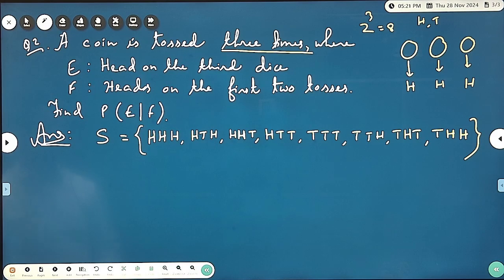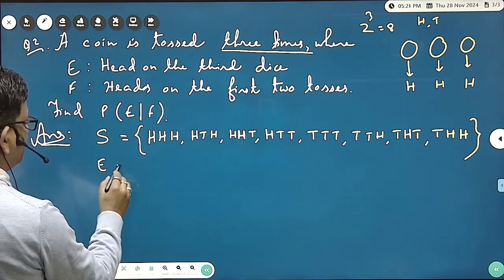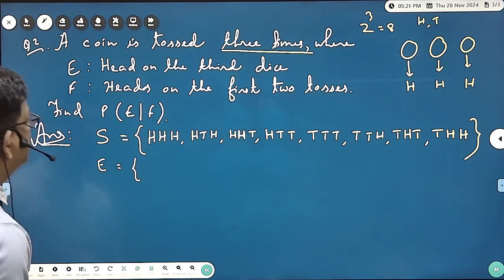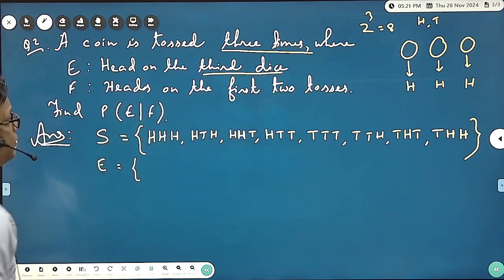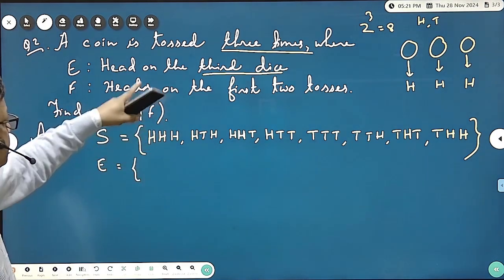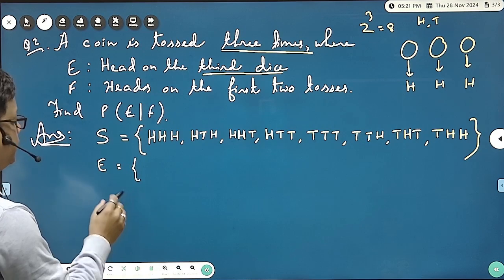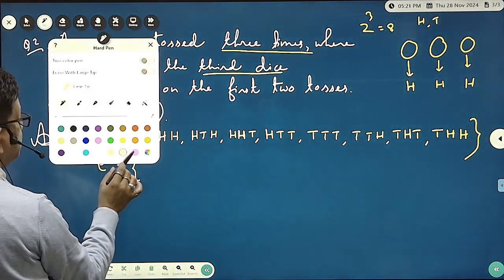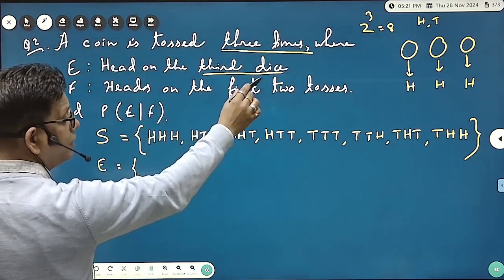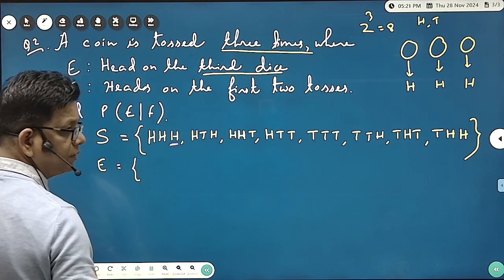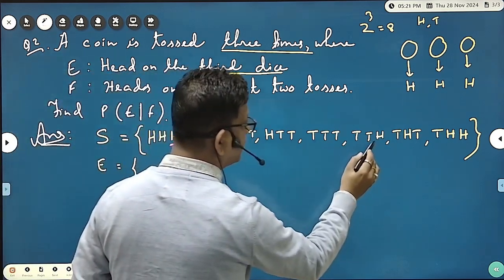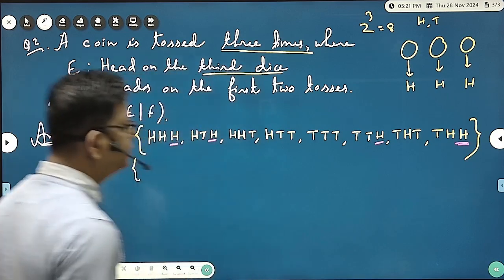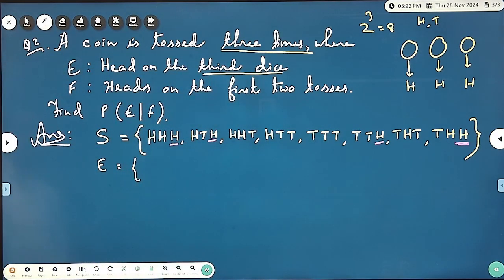Now let us find out, in the event E, which outcomes are there. What they said: heads on the third dice. The event E refers to the outcomes where the head comes in the third place. That means if I highlight, which all I need to take, you check it once. I think I should take this, also this. Can I take this? No, because the head is not on the third one. I think I can take this, or also I can take this. Are these correct? So in these four, heads are appearing in the third dice.